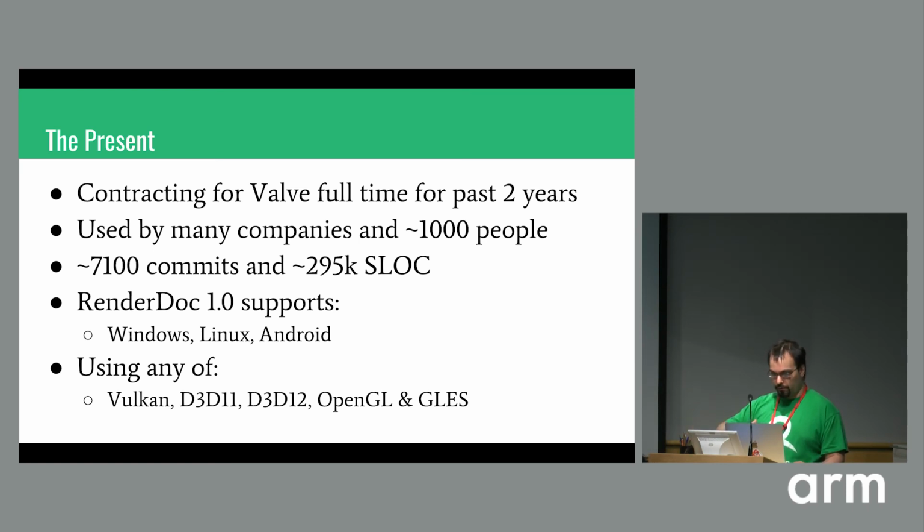And if you compare to where it started, or at least compared to the first source release publicly, it's been just over 7,000 commits and about 295,000 lines of code. So it's been quite a journey building up, but it's always been in small increments. It's been adding the next new thing, the next new feature. There's never been any grand change since that core prototype that I showed you before. And RenderDoc 1.0 supports Windows, Linux, and Android, and you can use Vulkan, D3D11 and 12, and OpenGL and OpenGL ES.